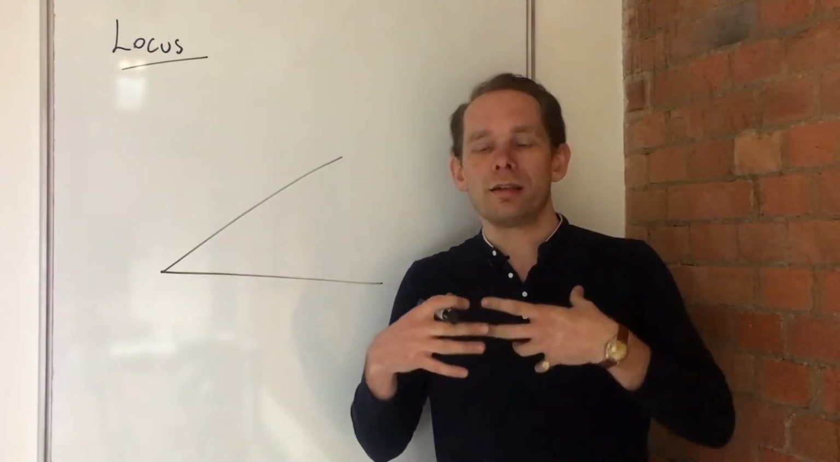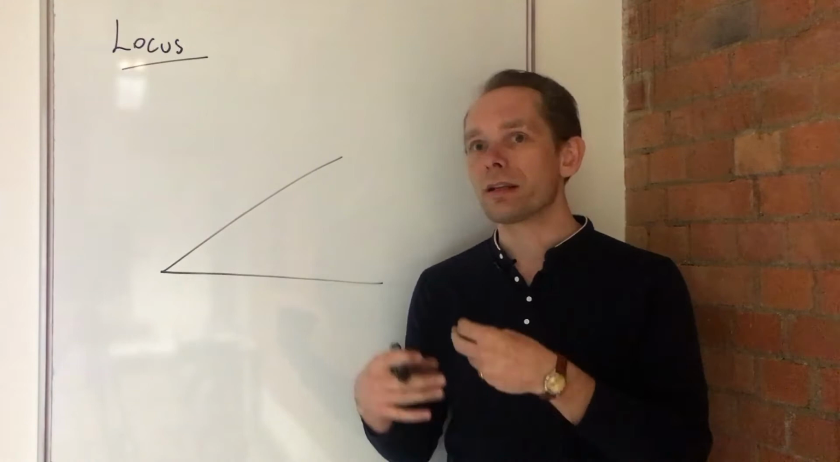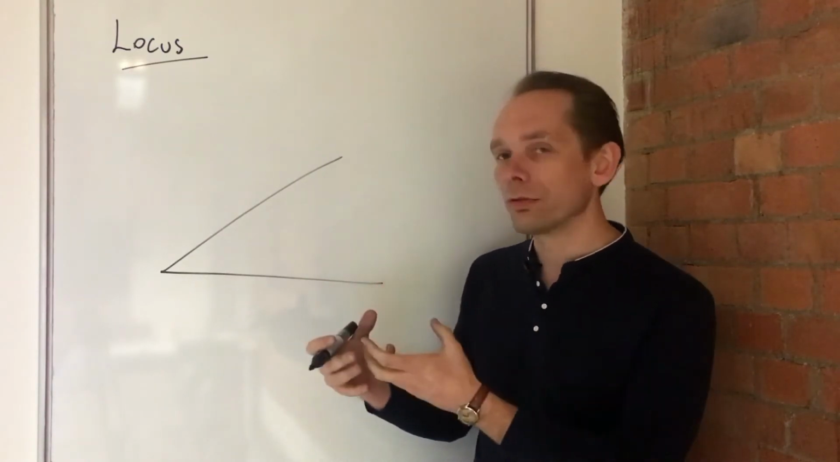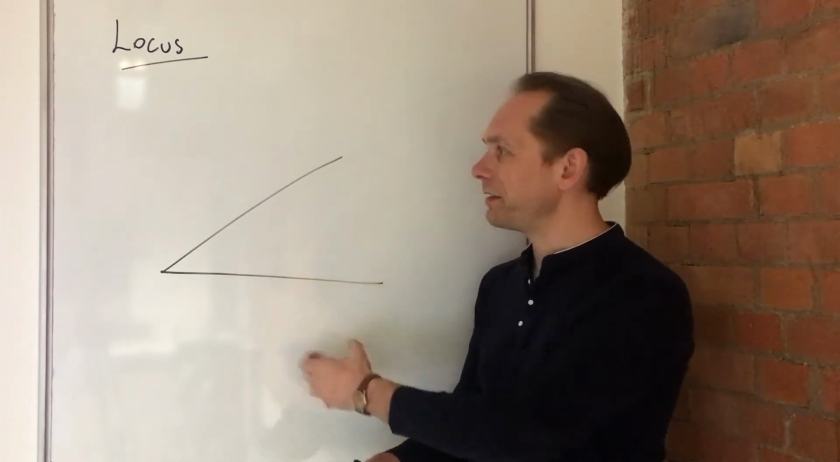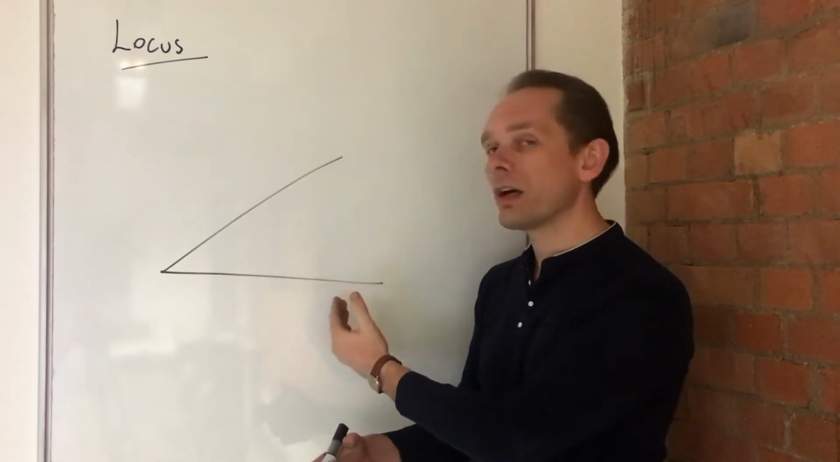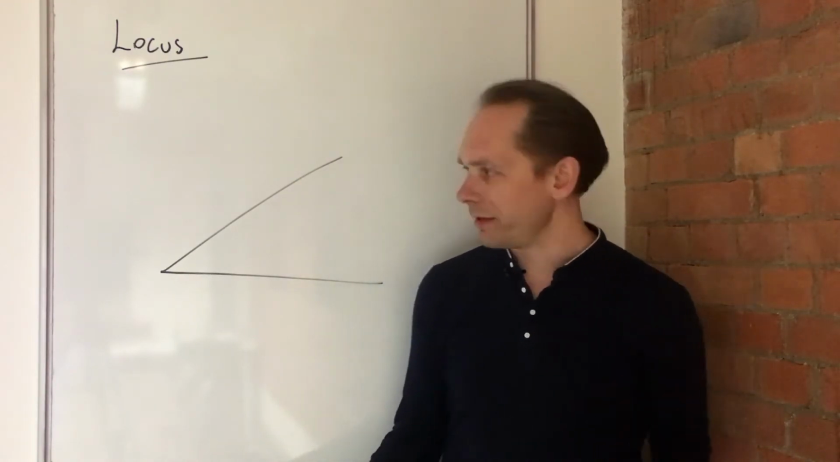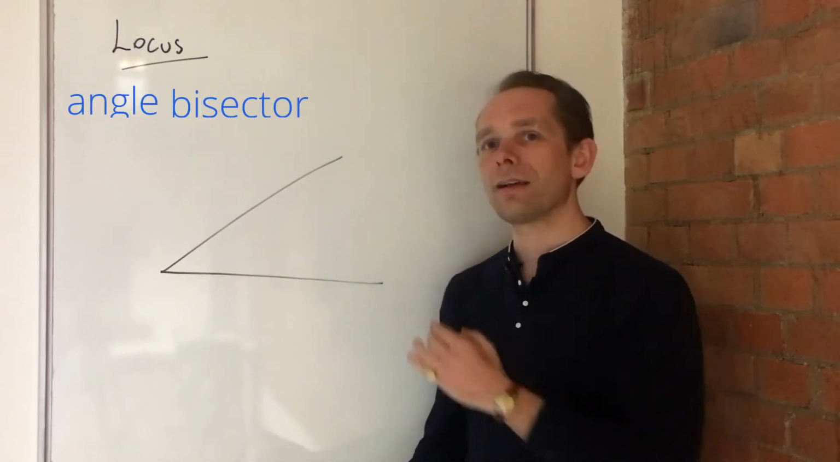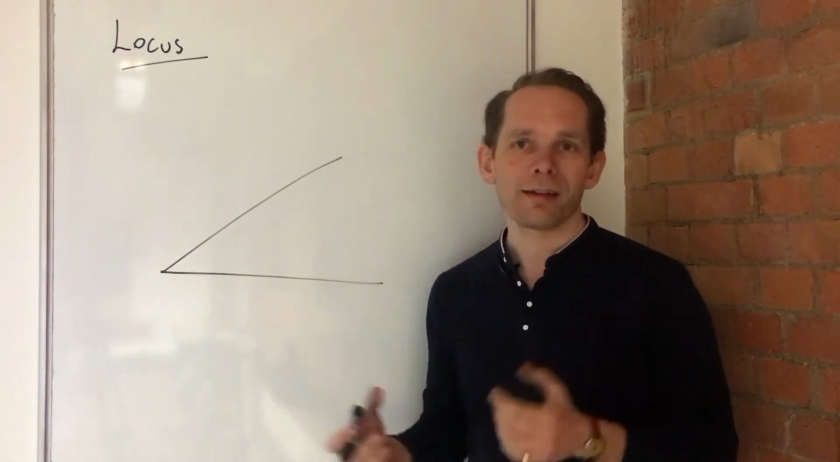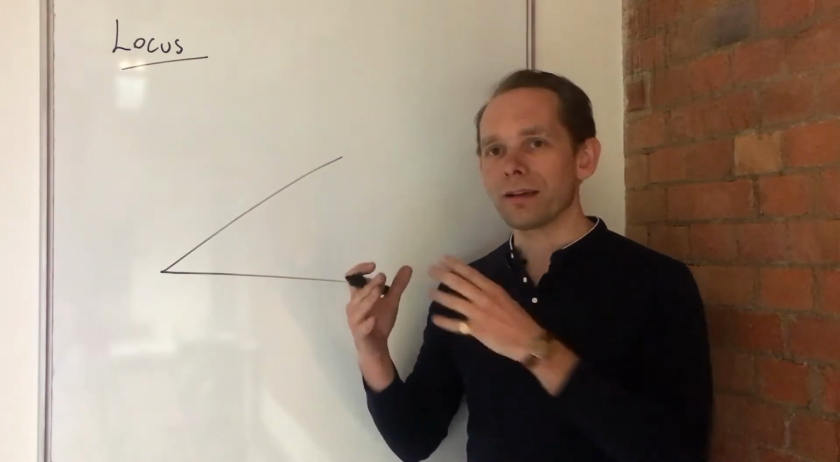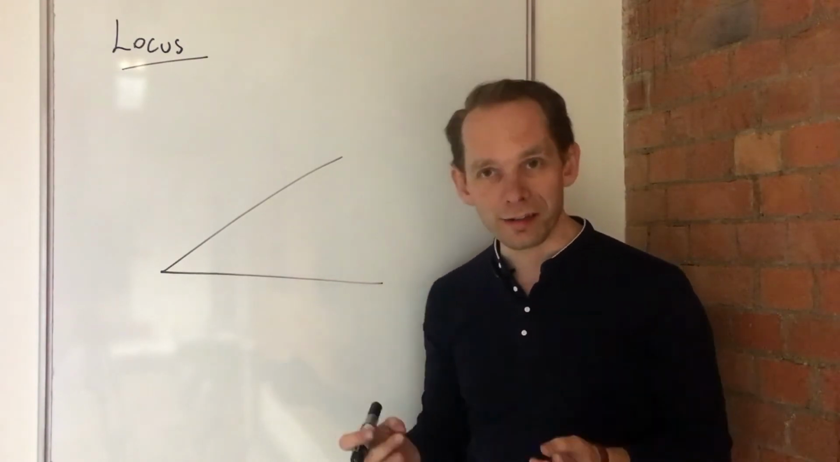That is the area of mathematics where we construct shapes or lines based on simple rules. In this case, we're looking at the locus of points that are an equal distance from two lines. Now, another way you can look at this is that what we end up with is the angle bisector. So that's another thing you have to do in geometry. Doesn't matter, the technique is exactly the same because it's the same thing.